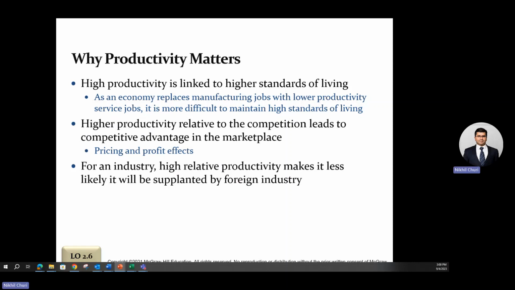Higher productivity relative to the competition leads to competitive advantage in the marketplace. Very correct. That competitive advantage can be tied to pricing or profit effects. For an industry, high relative productivity makes it less likely to be supplanted by a foreign industry. Another very true point. If your organization is making lots of revenues and profits, it is highly likely a foreign industry won't be able to compete with you.